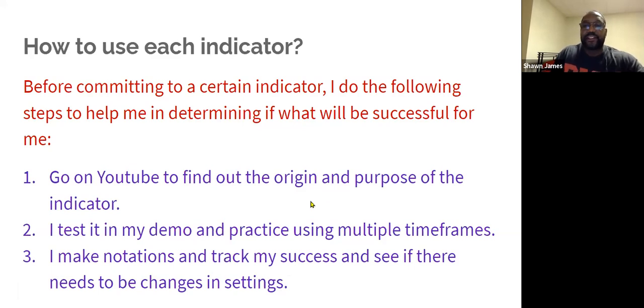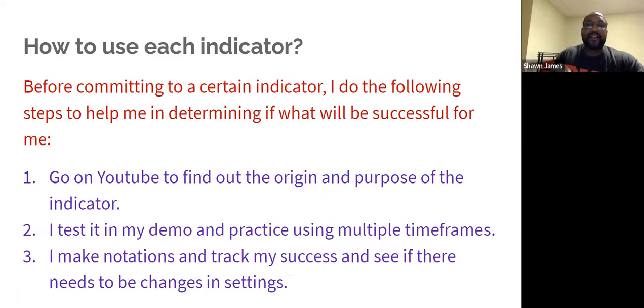So the Ichimoku Cloud, if you're not familiar with that, that's something that Dr. Kathy Kirkland uses. The origin and purpose of it was really to use on the 1 hour, 4 hour, and daily and beyond. It really wasn't intended to use for scalping. It was more for swing trading.